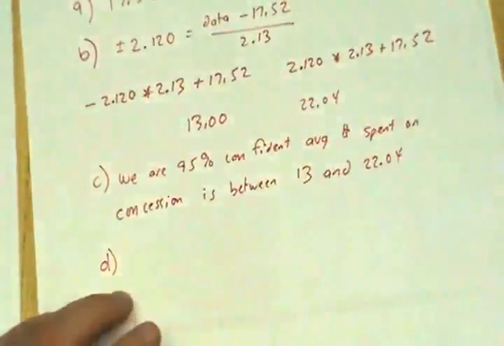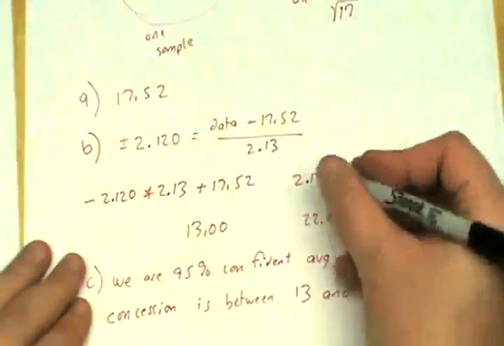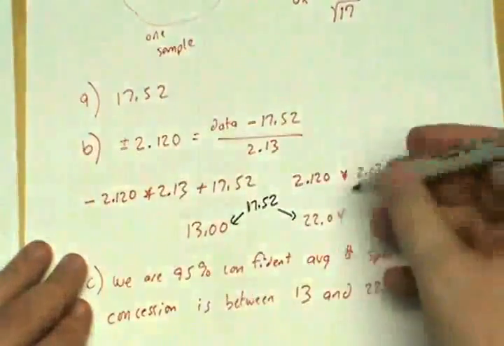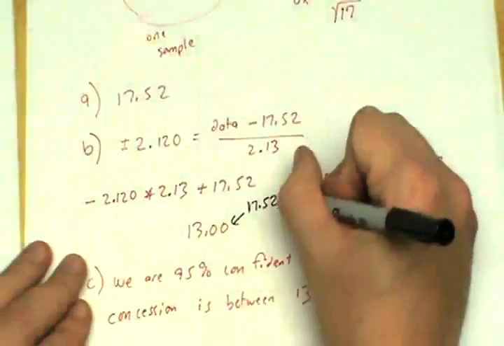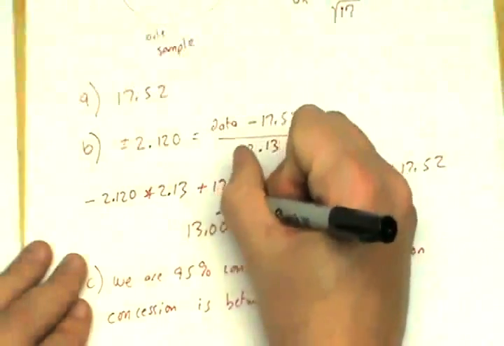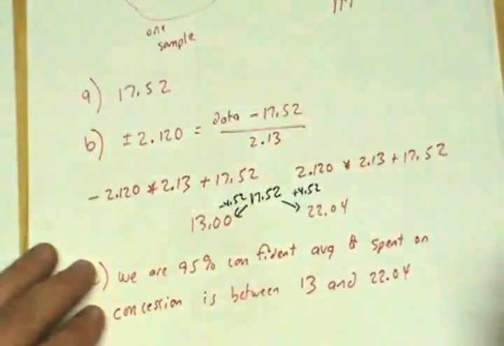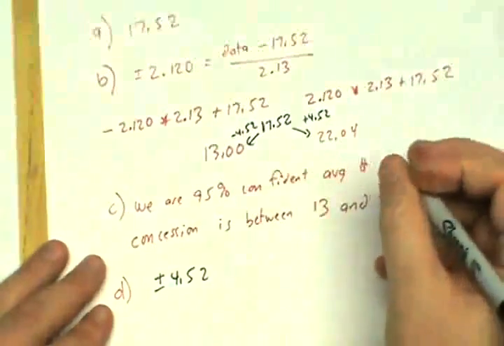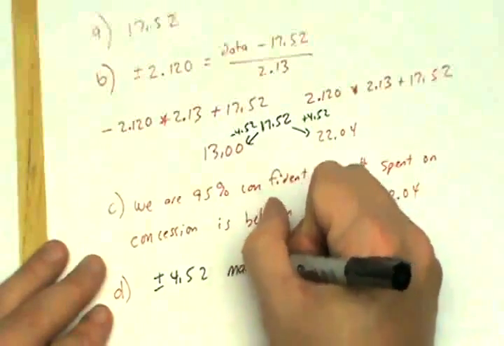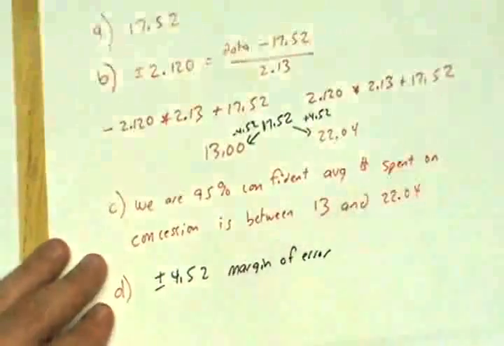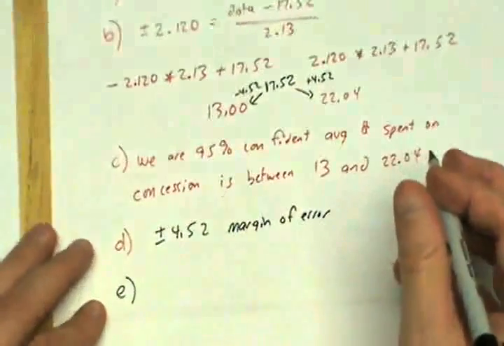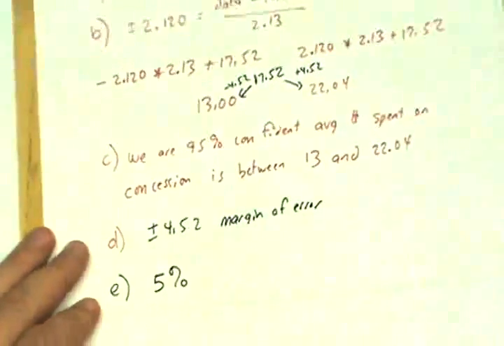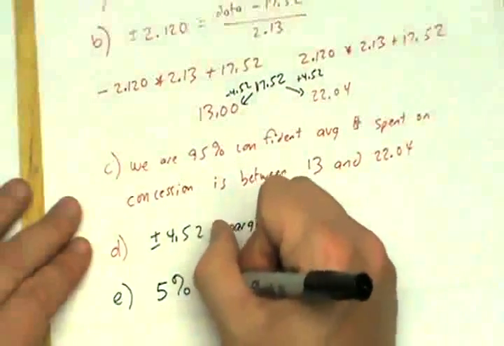D, what is the error? We go up here and put the average of 1752 and figure out how much we have to add and subtract to get the endpoints. I think it's going to turn out to be 4.52. If we add 4.52 and subtract 4.52 from the mean of 1752, we get back those endpoints. So the error is the 4.52, and this is called the margin of error, because that is what's used only for 95% confidence intervals. For part E, what percentage of the time is this interval going to be wrong, 95% confidence gives us a 5% chance of being wrong.